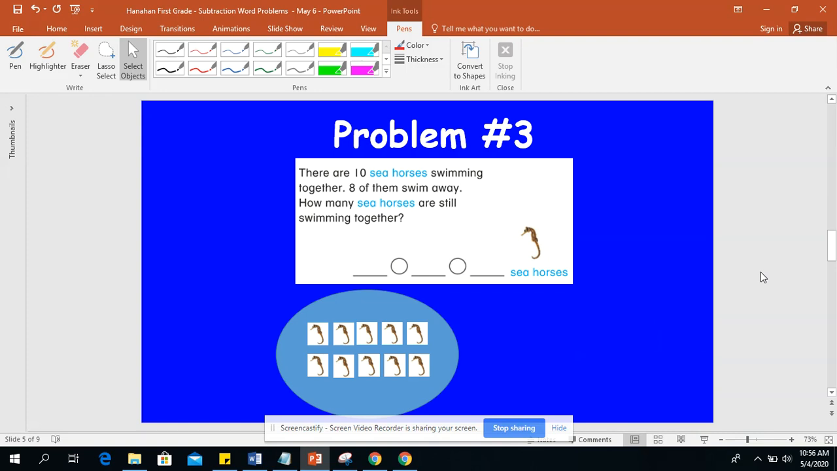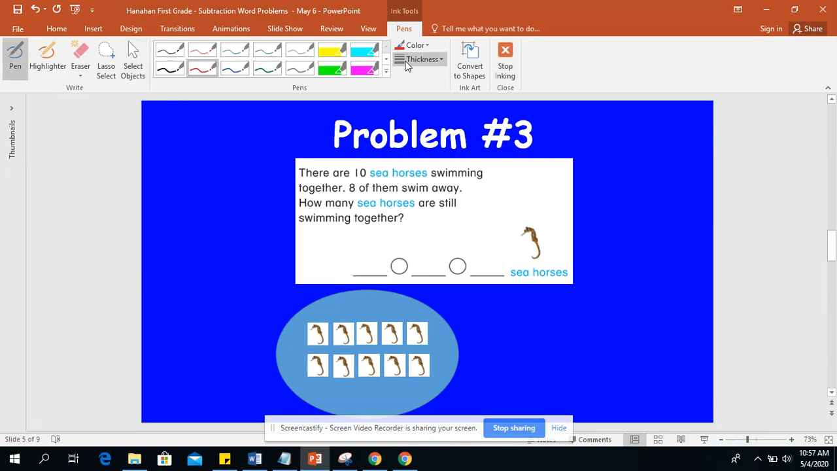Problem number 3. Follow along as I read. There are 10 seahorses swimming together. 8 of them swim away. How many seahorses are still swimming together? Let's read it one more time. There are 10 seahorses swimming together. 8 of them swim away. How many seahorses are still swimming together?